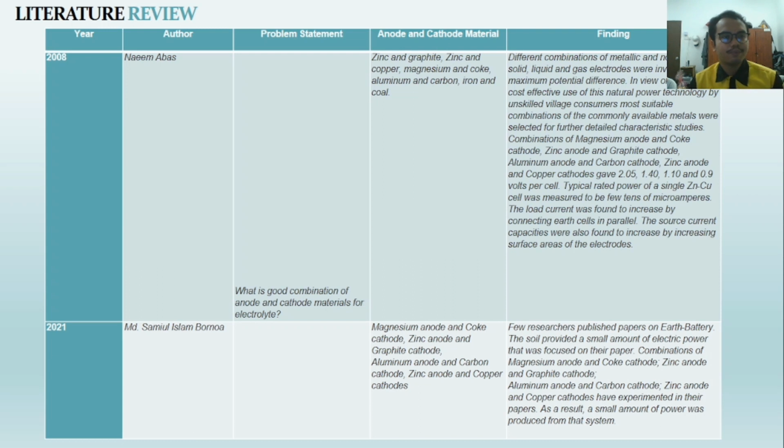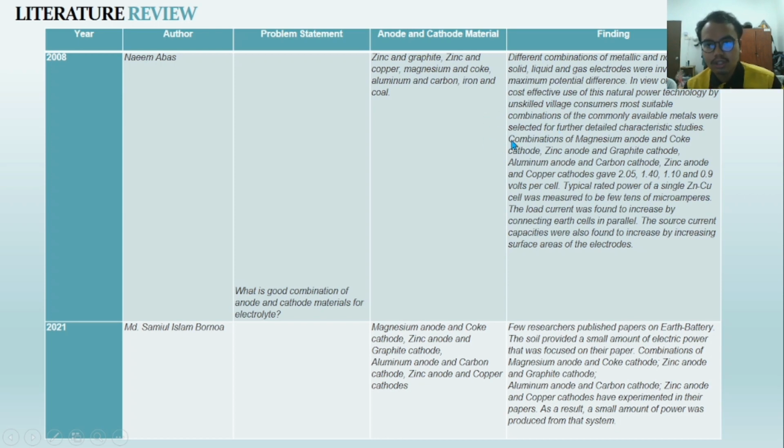For the literature review, the first statement is: what is a good combination of anode and cathode material for electrolyte. The first author is Naim Abbas. For anode and cathode material, he used zinc and graphite, zinc and copper, magnesium and coke, aluminium and carbon, and iron and coal. What I find for this author is different combinations of metallic and non-metallic solid, liquid, and gas electrodes were investigated for maximum potential difference.